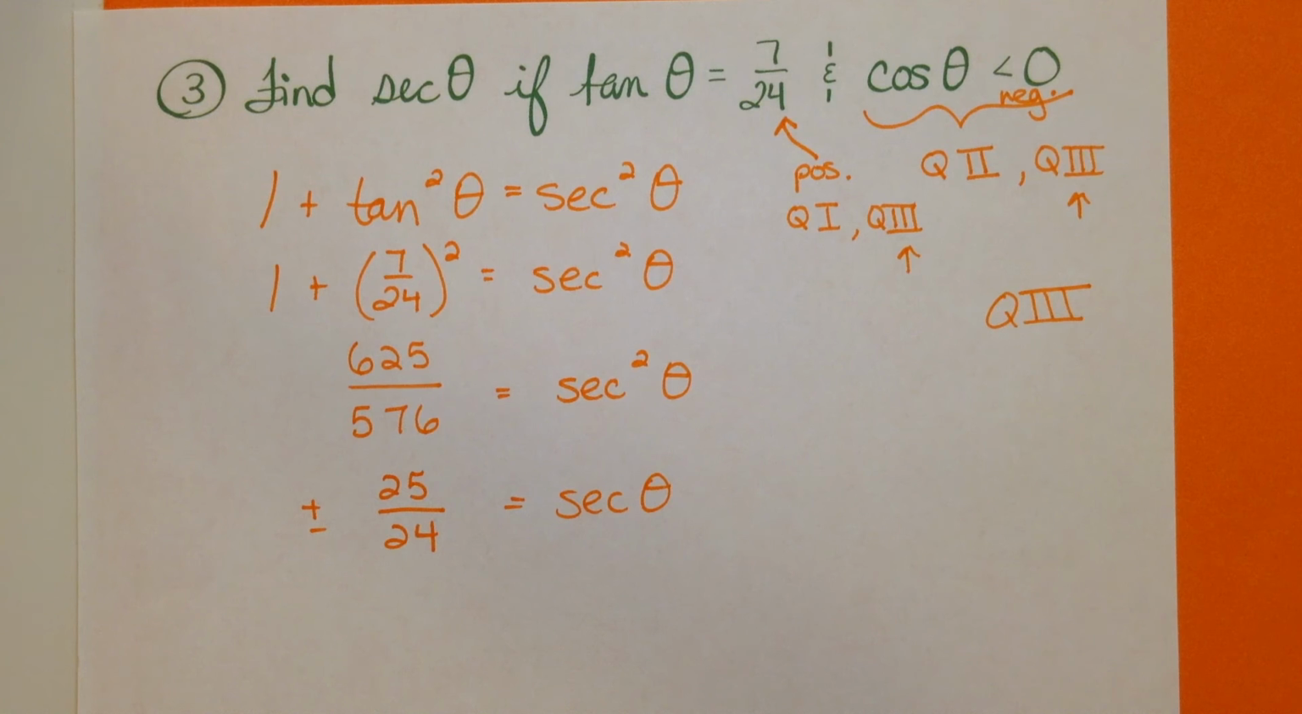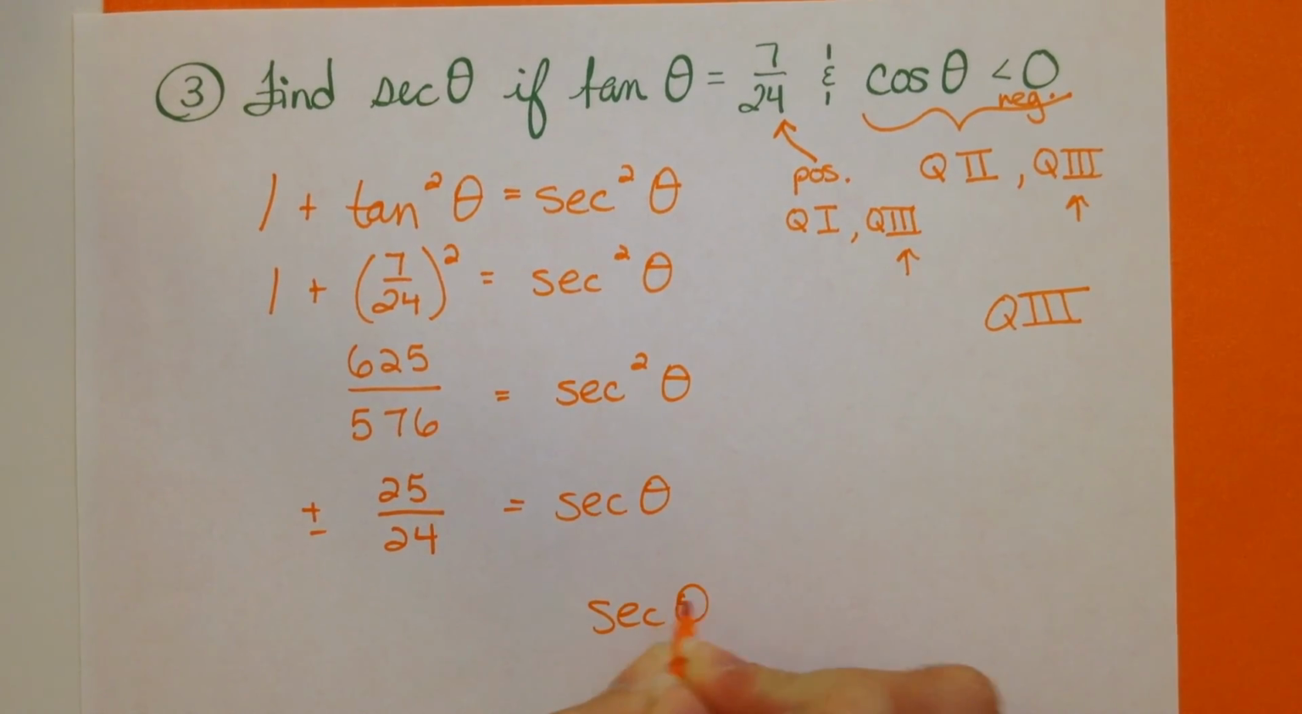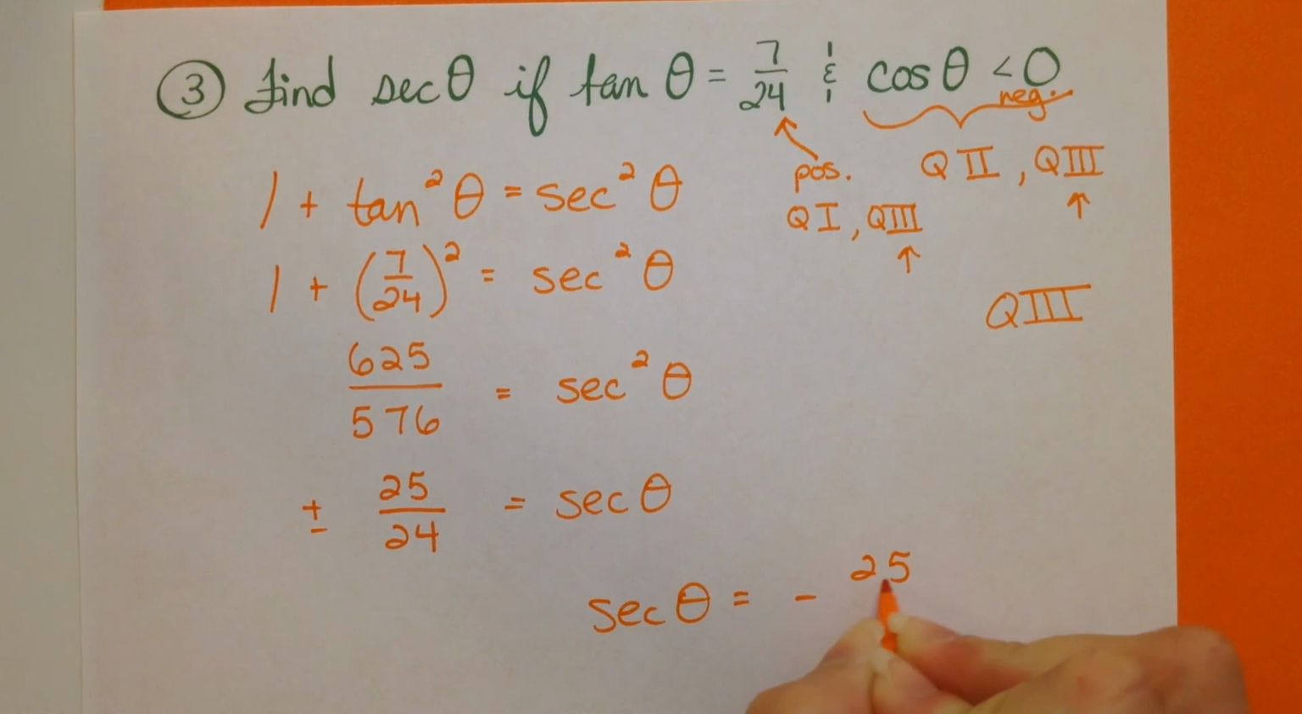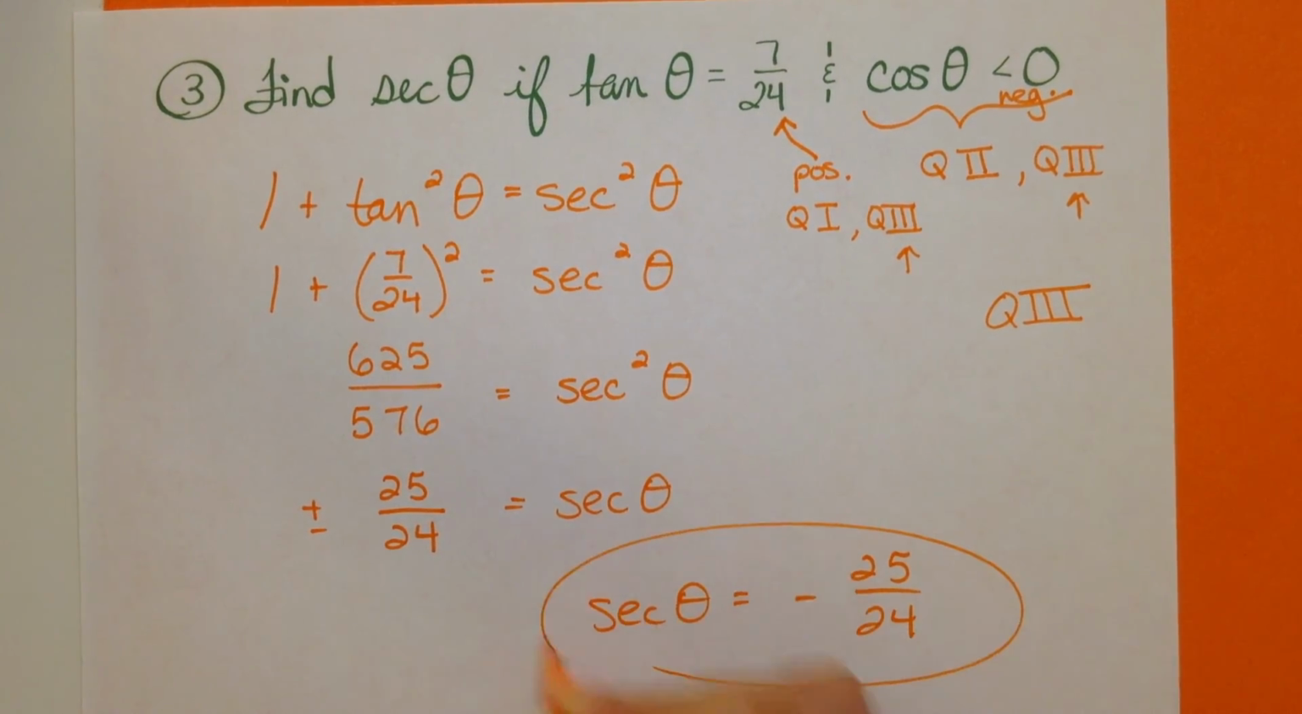Now, in your third quadrant, the only things that are positive are tangent and cotangent. So actually your answer to this one would have to be negative 25 over 24.